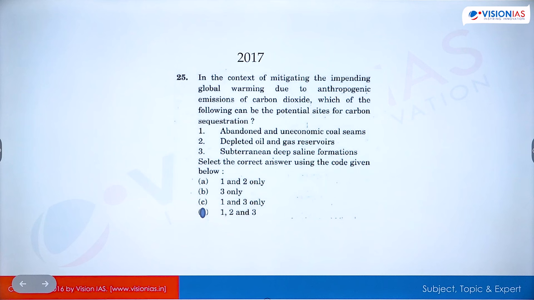I'll try to finish as fast as possible. I don't want to stretch it to another class because this is just a class to gain an idea of the direction in which your preparation should go. Direction mein chalna aapko hi hai. Alright?